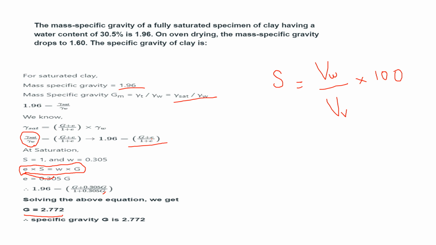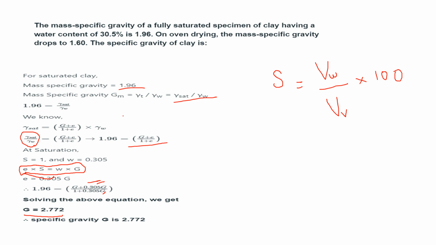Now I need to find out what is the void ratio. So Se equal to wG. In this, S is 1, water content is given. So 0.305 times G. When I substitute 0.305 times G here, everything is in terms of G. So now I get the specific gravity of solids. That is what we need actually.